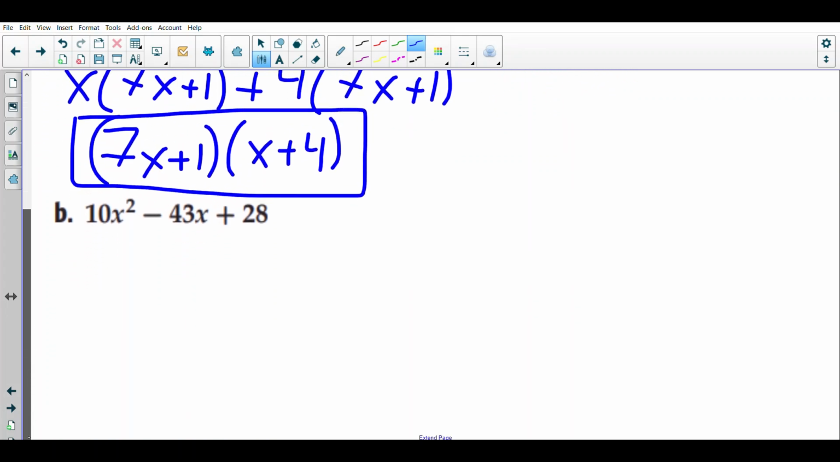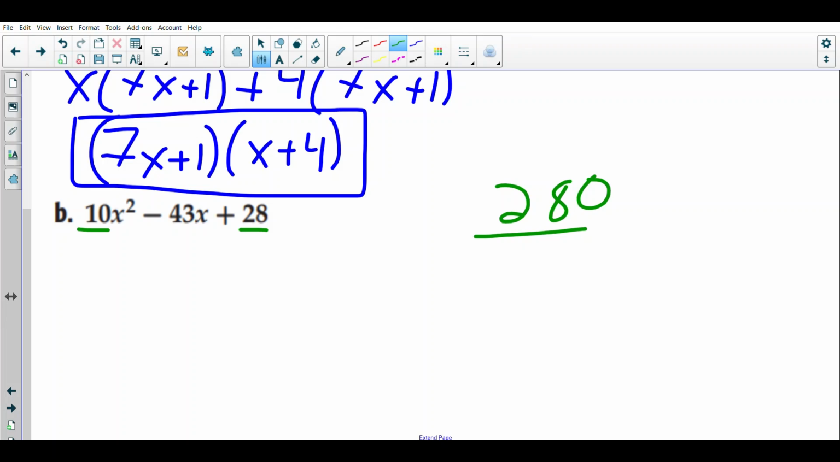So now, same thing. 10 times 28, which gives us 280. Now this is a big one, so you might need your calculator. So I grab my calculator and start plugging in numbers, and I'm looking for that negative 43.